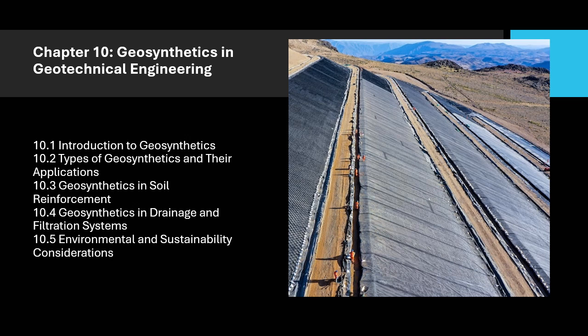5. Erosion control. Geosynthetics such as geocells and geotextiles are used to control erosion on slopes, shorelines, and riverbanks by stabilizing the surface and reducing the impact of water flow. They prevent soil erosion while allowing vegetation to grow and further stabilize the area.